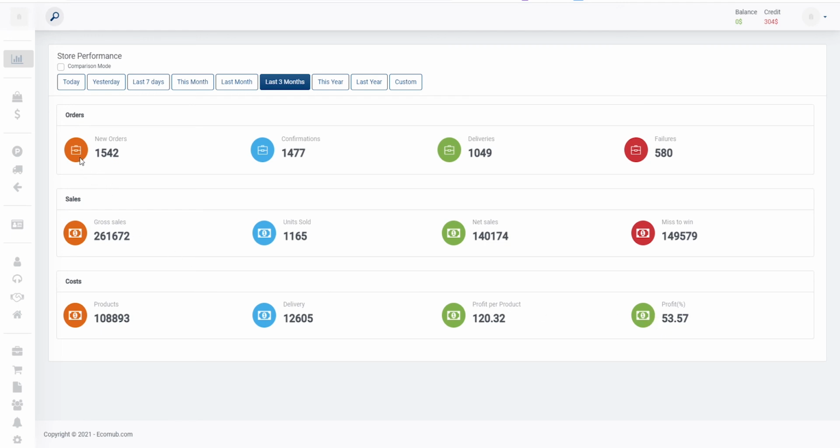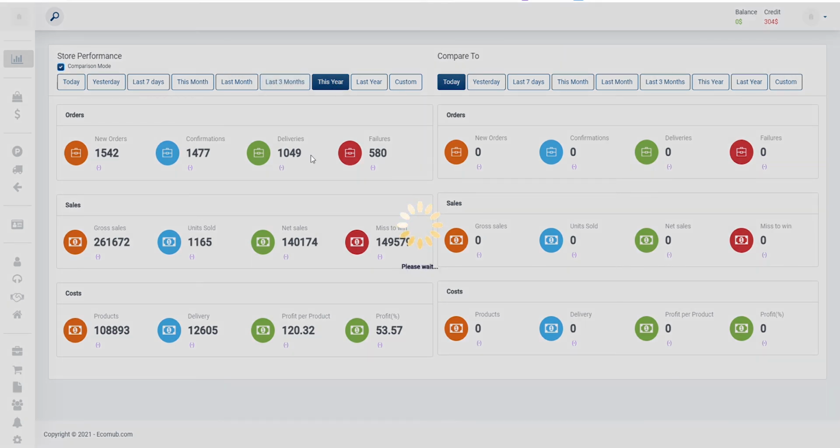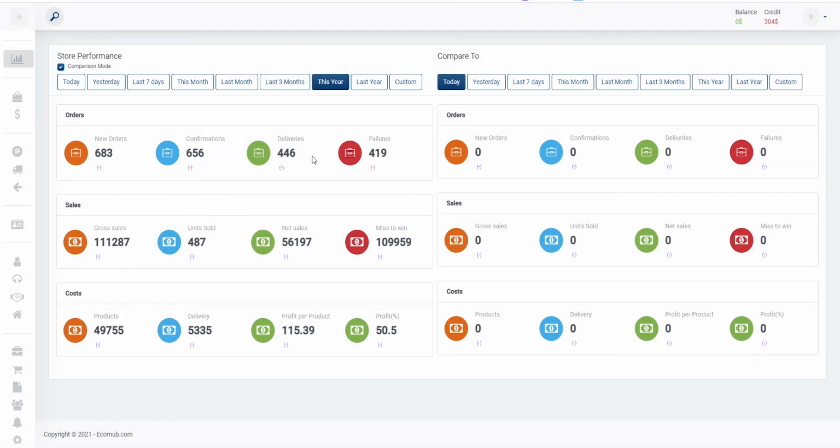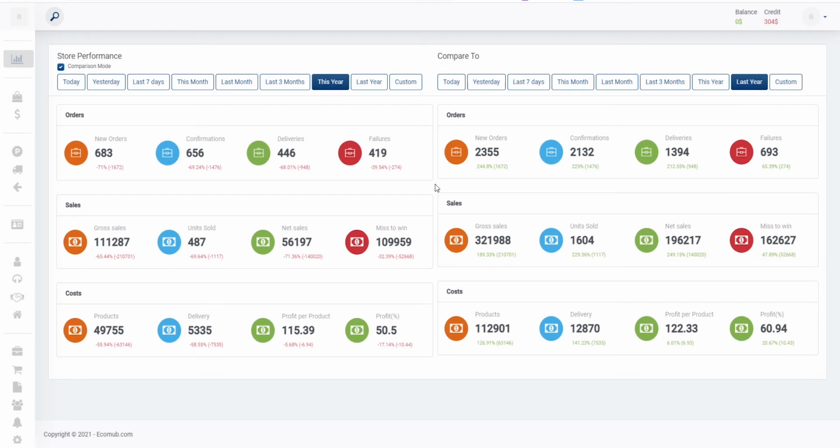And you can also compare two different time frames. If you check here the comparison mode, you can compare this period with any other period. So let's say you want to compare this year, for example. You select this year, it will load the numbers for this year, and you want to compare it with last year. Here it is loading the numbers, and here you can see the difference between the two time frames.